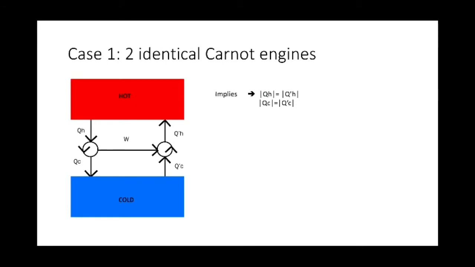Now we can talk about two different cases. The first one is when we have two identical Carnot engines. This means that one engine is driving the other. So we have heat coming from the hot reservoir and producing work, which drives the heat coming from the cold reservoir and turns it into heat that goes into the hot reservoir. This implies that the modulus of QH is equal to the modulus of Q prime H, and the value of QC is equal to the value of Q prime C.